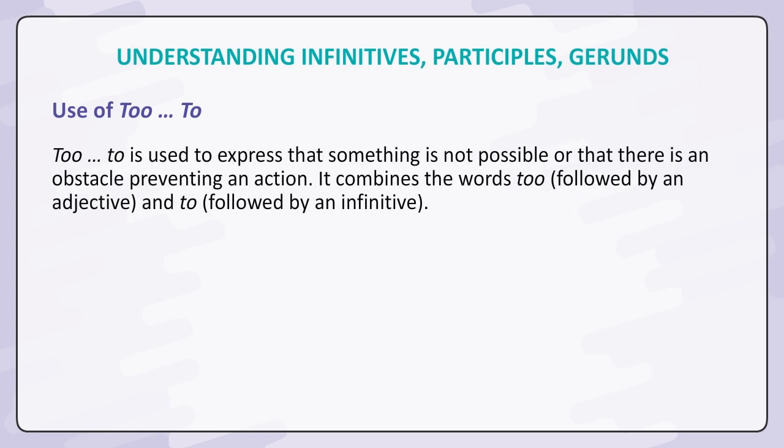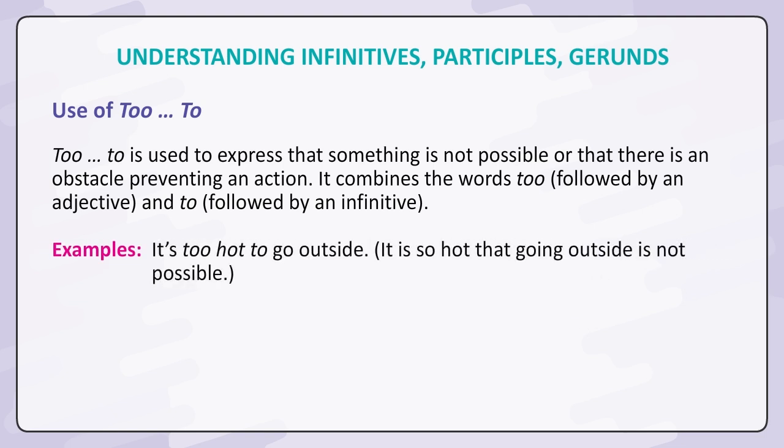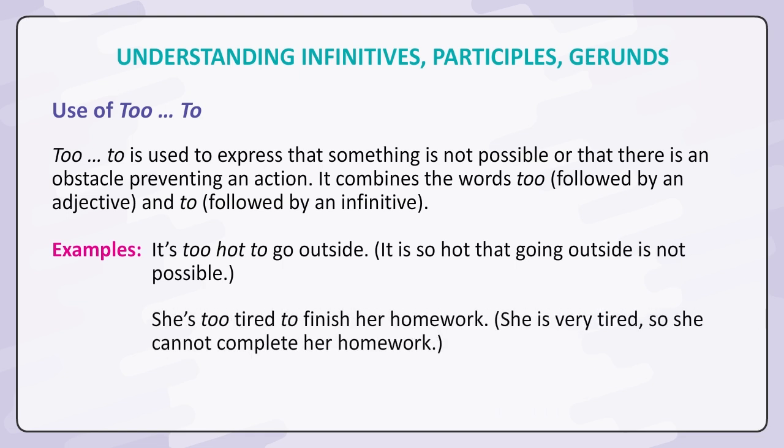Use of too. Too is used to express that something is not possible or that there is an obstacle preventing an action. It combines the words too, followed by an adjective, and to, followed by an infinitive. Examples: it's too hot to go outside. It is so hot that going outside is not possible. She is too tired to finish her homework. She is very tired, so she cannot complete her homework.